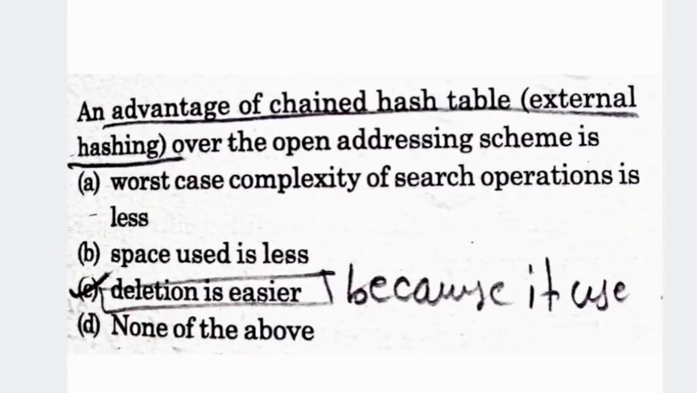Now next question: an advantage of chained hash table, internal hashing, over the open addressing scheme is, so they are giving four options. Option A, worst case complexity of search operation is less. Option B, space used is less. Option C, deletion is easier, and option D, none of the above. So we easily say that option C is correct. Why? Because in the case of hashing with chaining, deletion is very easy. So option C is your correct answer.